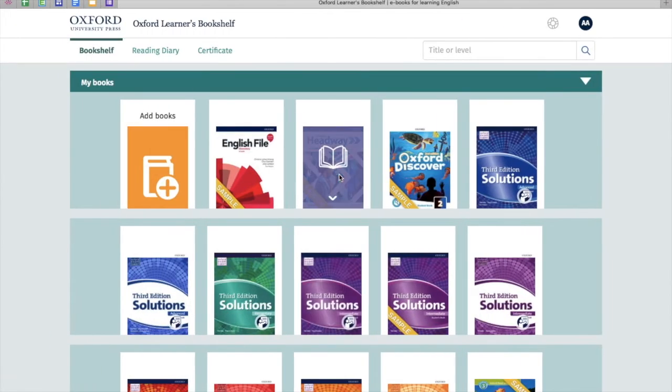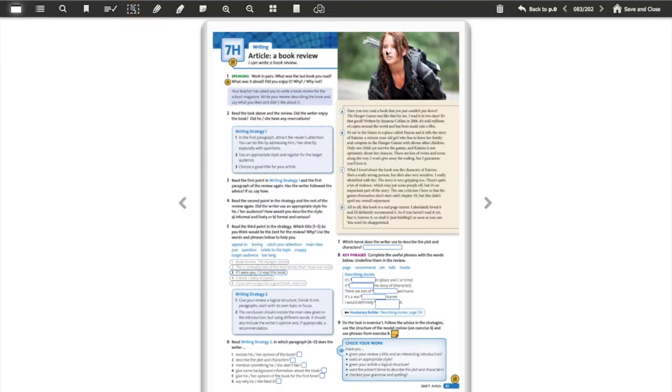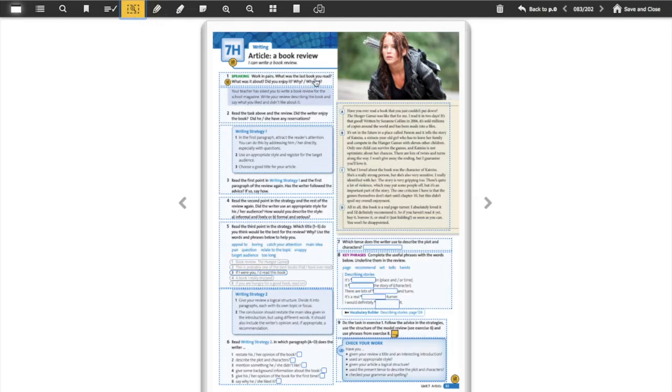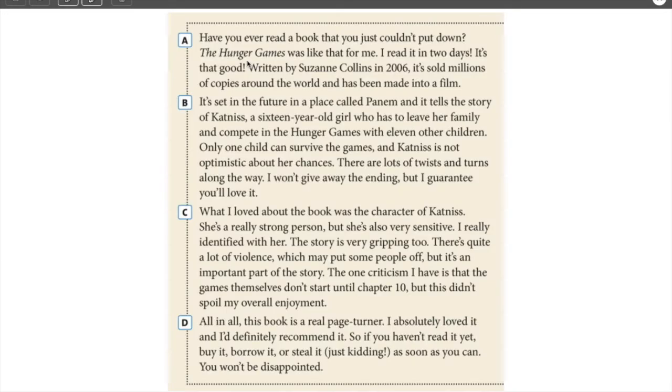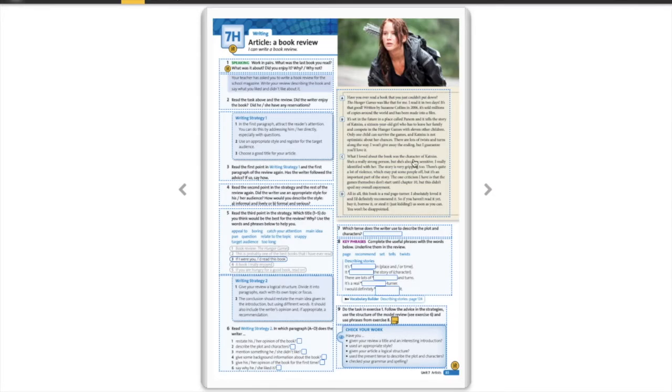Now we're going to switch to Oxford Learner's Bookshelf, which I'll be using. So if you access the ebook, you will have this page and this focus function. Here we have a book review of one book, which I think you already know. This is a book review about The Hunger Games, as you can see from the photo of Katniss, yes. And now you will need to read this article.